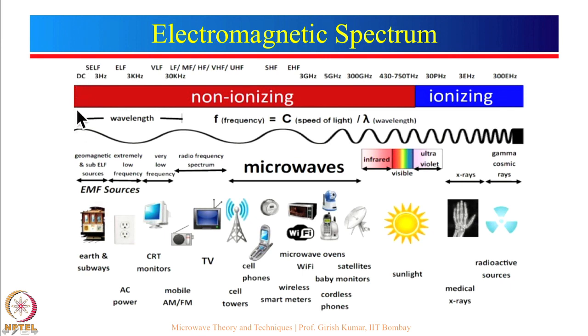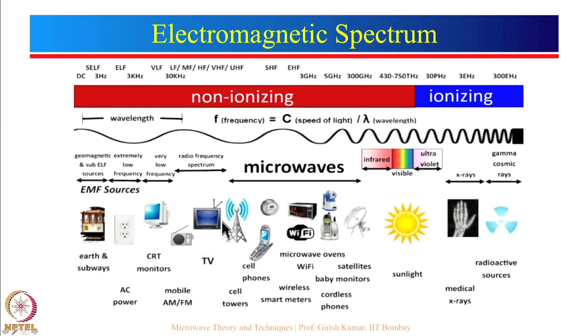You can see that for extremely low frequency, the sources are basically earth and subways, which are transmitting extremely low frequency. Then you are familiar with AC power, which is 50 hertz in India and 60 hertz in USA. Then you might have used CRT monitors, and we can say AM FM radio. AM radio frequency is from 530 to 1620 kilohertz, and FM radio is from 88 megahertz to 108 megahertz. Then we have TV transmission.